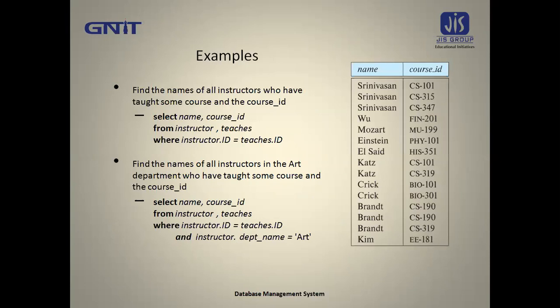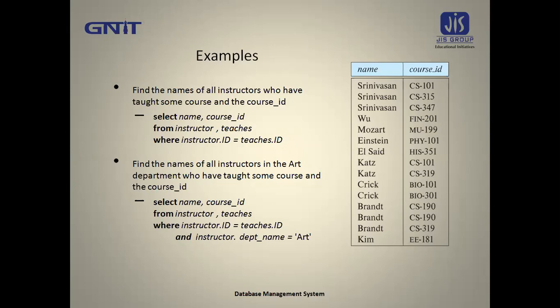This is one example. So we are asking the query: find the names of all instructors who had taught some course, and the course ID. That means print the name of all instructors from the database who have taught some course, and also print the course ID that they have taught.